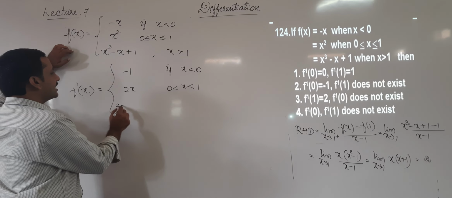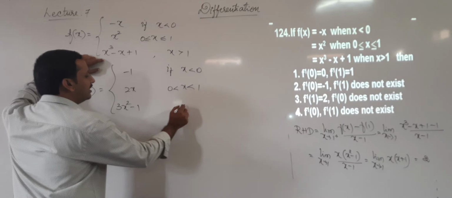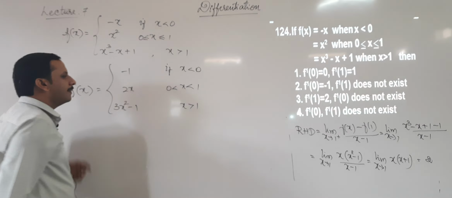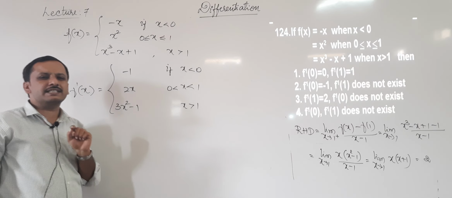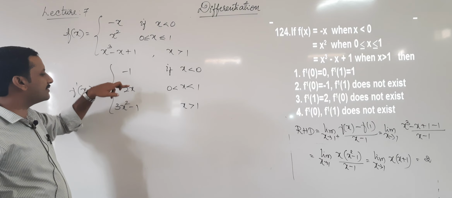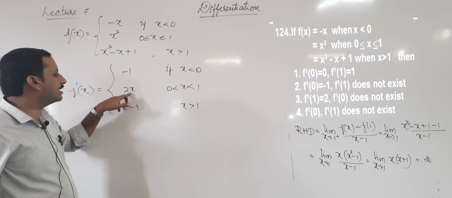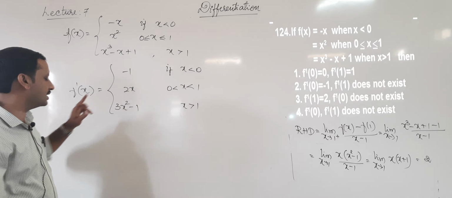Similarly here 3x square minus 1. Derivative of this is 3x square minus 1, if x is greater than 1. Now we want to test the differentiability at 0. Put x equal to 0 here as well as here. If I put x as 0, it will remain as minus 1 only. Here if I put x as 0, I am getting 0.